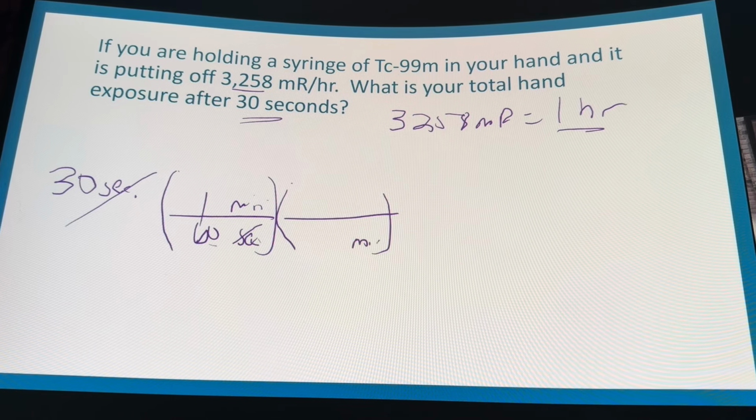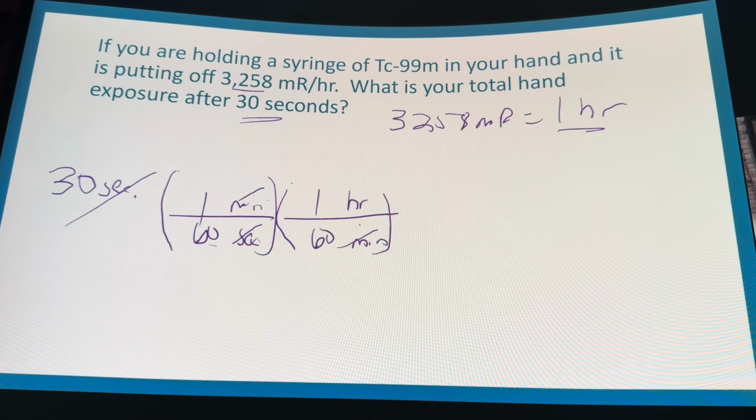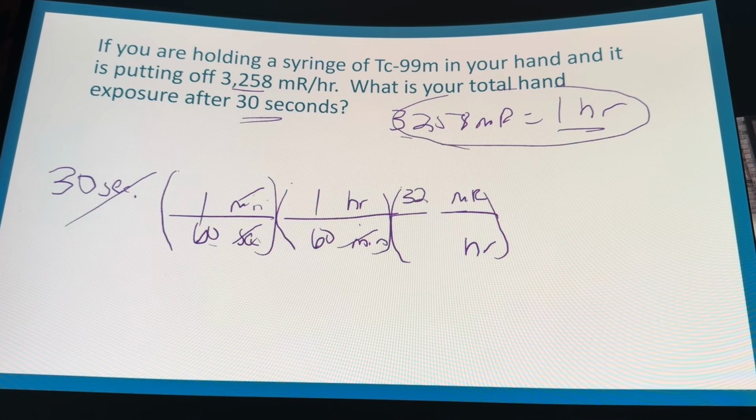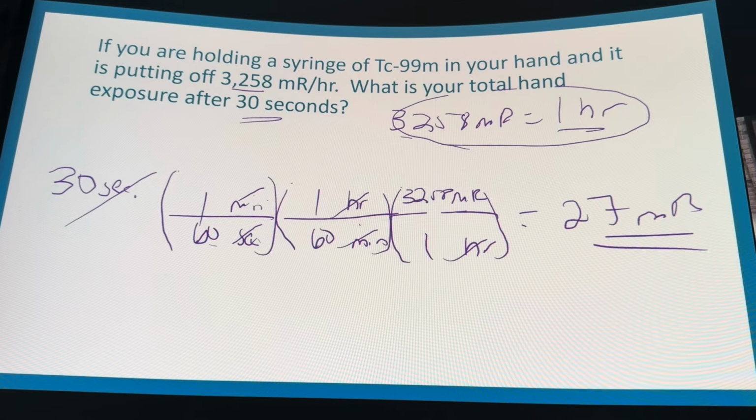Minutes on top, I need to put it on the bottom. Hours on top. 60 minutes, 1 hour, minutes cancel. Now I'm at my conversion. I'm going to put my hour on the bottom, MR on the top. 3,258 MR in 1 hour. 30 times 3,258 divided by 60 divided by 60. In the interest of time, I'm going to give you the answer: 27 MR.